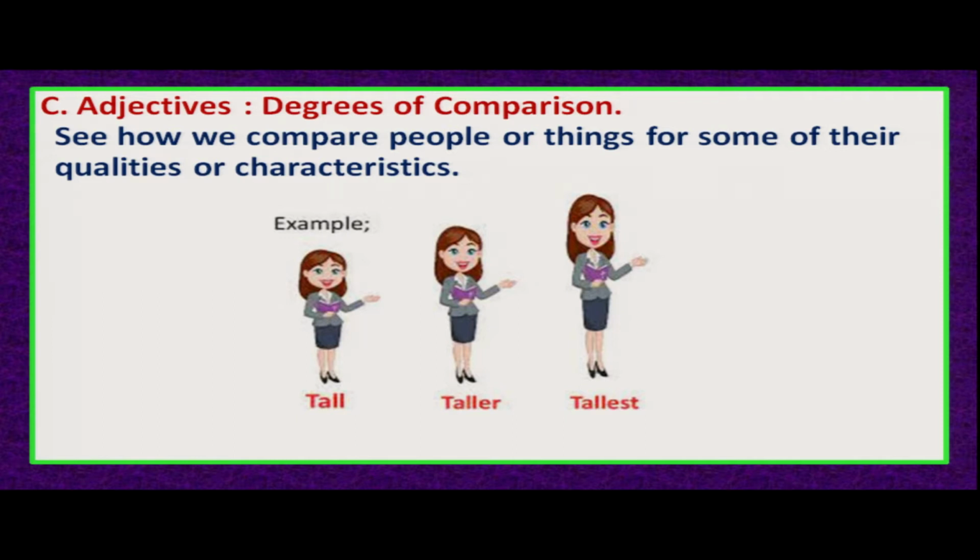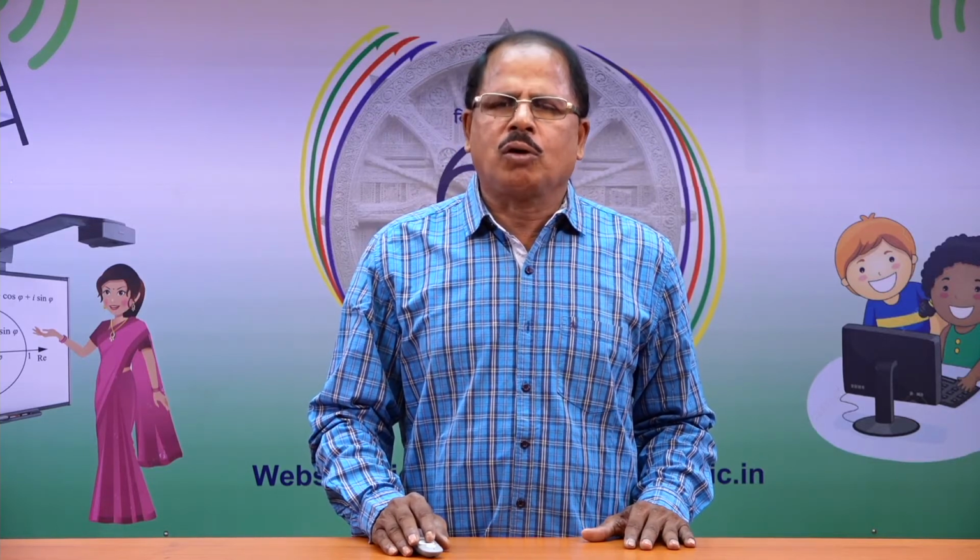Now you look at the pictures of 3 girls. One is tall, simple tall, another is taller, and the tallest one is tallest. So tall, taller, tallest. These are the 3 degrees of adjectives: positive degree, comparative degree, and superlative degree. And we say degrees of comparison. When we compare people or things or qualities, we use the degrees of comparison or different forms of adjectives.